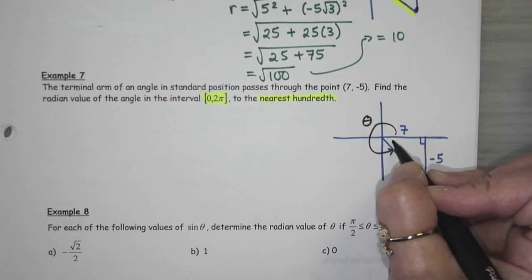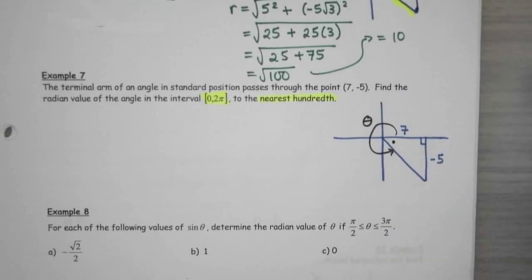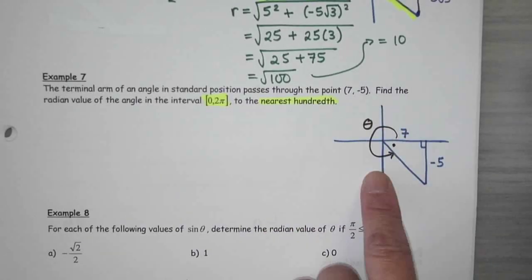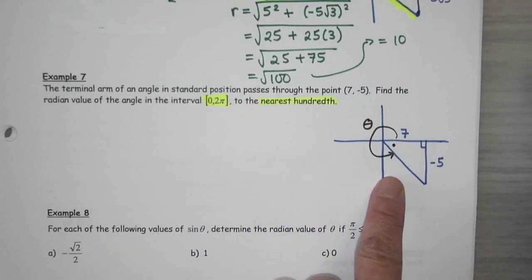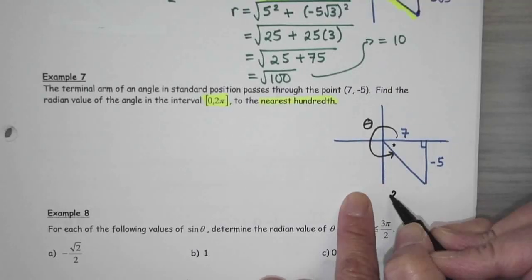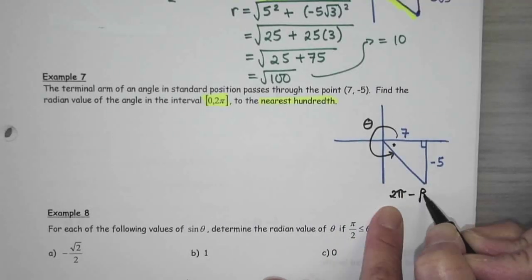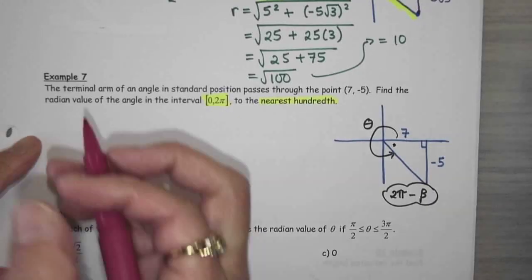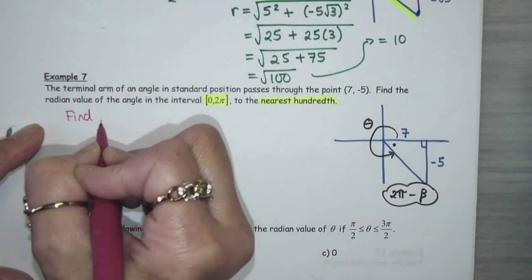So I know this is my little angle beta there. I'm going to go ahead and find my angle beta, and then I'm going to find the full angle by doing 2 pi minus that beta, whatever it is, right? But I've got to find the beta first. How do you suggest I find the beta?